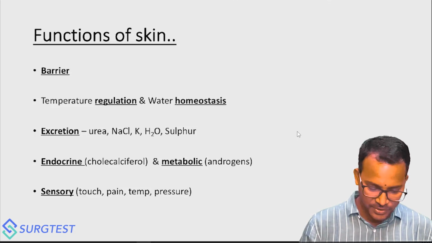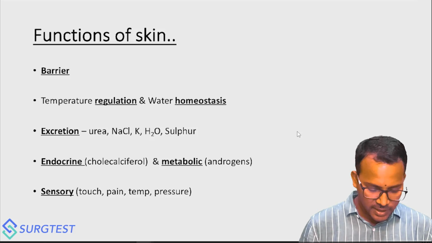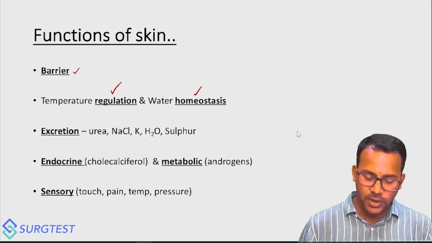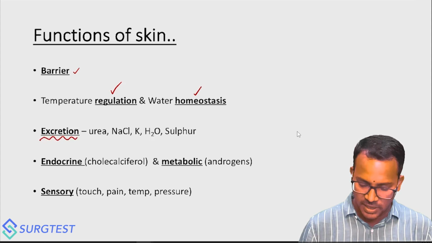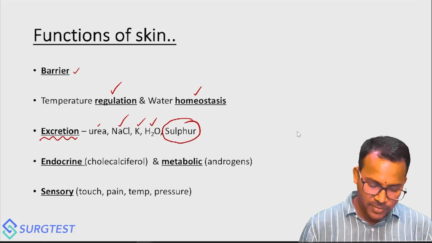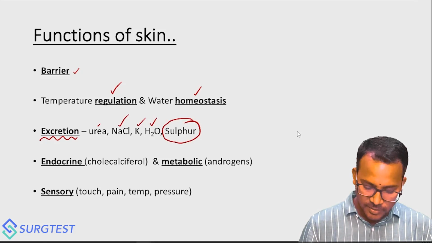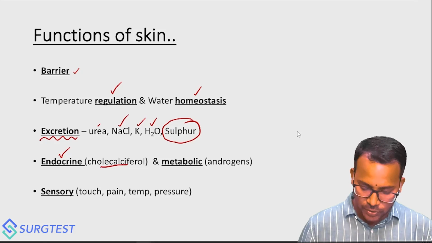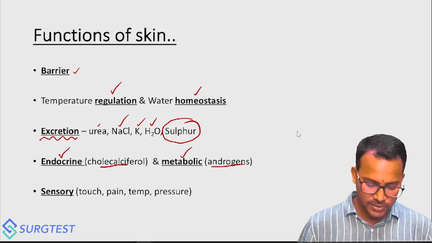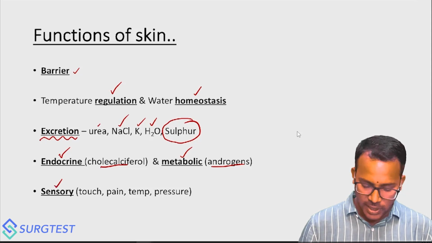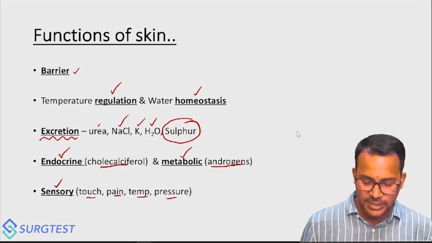Okay, you see the functions of the skin. The skin forms a barrier. It regulates the temperature and also water. What is important is the excretory functions of skin, which are like it excretes urea, sodium chloride, potassium, water we know, and what you have to remember extra is sulfur. Apart from them, skin also produces vitamin D. So it has an endocrine function of producing cholecalciferol or vitamin D, and also a metabolic function of producing the androgens. And the other important function that you already know is the sensory function of the skin. So it helps in touch, pain, temperature, and pressure perceiving.